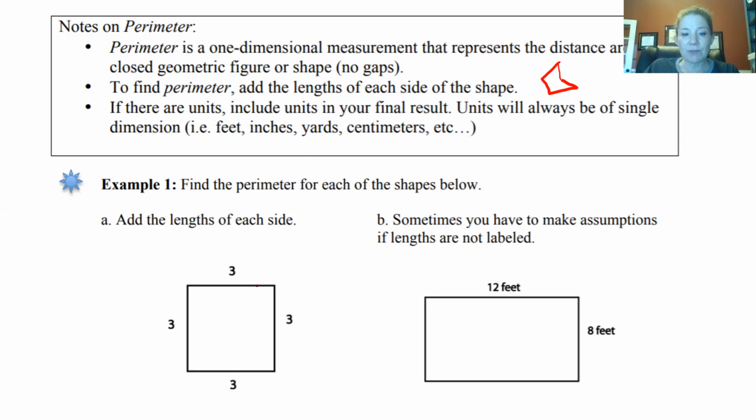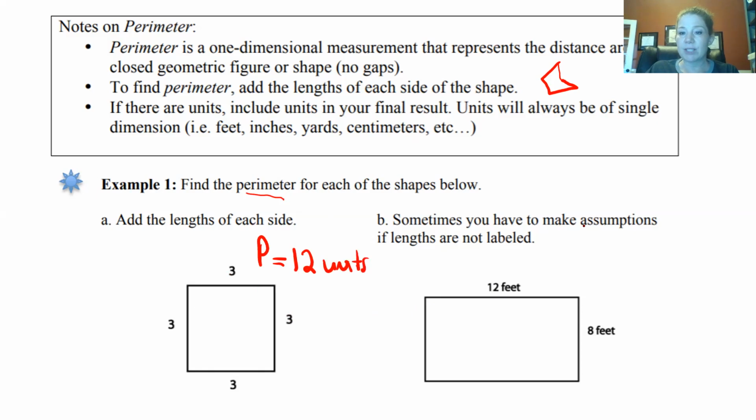So it doesn't really matter what the shape of the figure is. Here we have a square, and letter B we have a rectangle. Our last example was a triangle. It doesn't matter if it's a trapezoid, an octagon, whatever you have. In order to find the perimeter of geometric shapes, all you do is add each side. So our square has 4 sides that are each 3 units long, so the perimeter of this square is 12 units, whatever your units are.